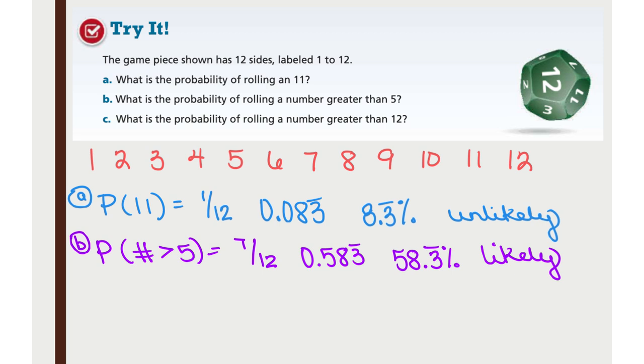All right. How many of these numbers are greater than 12? It's a fabulous question. Fisher? So the probability of a number greater than 12, Fisher says, is 0. That would be correct. That likelihood is considered impossible. Very good.